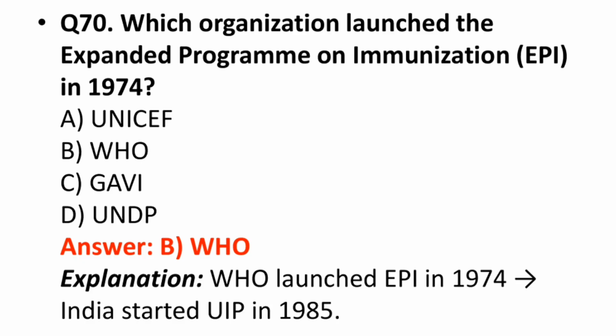Which organization launched the Expanded Program on Immunization in 1974? Option A UNICEF, option B WHO, option C Gavi, option D UNDP. The correct answer is option B, WHO. WHO launched the Expanded Program on Immunization in 1974. India started UIP in 1985.